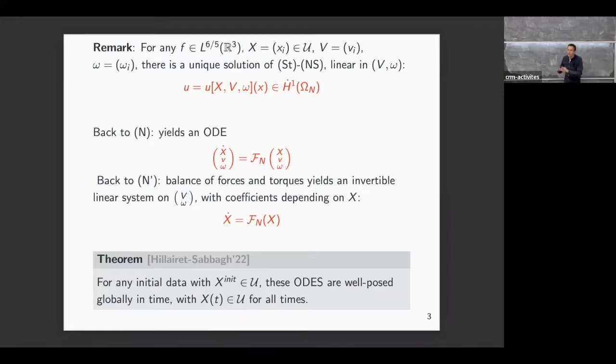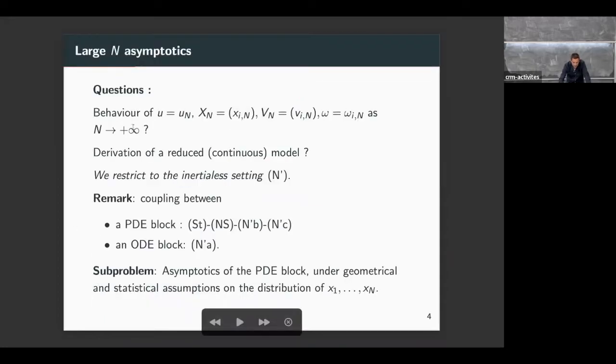Okay, so in particular, the solution of the ODE system is defined globally in time. And I will explain a little bit, but later, why there is no contact occurring in this kind of models. Okay, but this is, of course, a very nice property. And this allows me to be on a safe ground and to go to the main topic, which will be an asymptotic behavior when n goes to infinity. So we will be interested in the behavior of the fluid velocity un and positions and velocities of the particles when n goes to infinity.